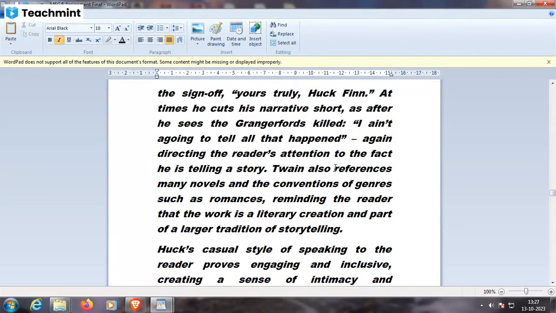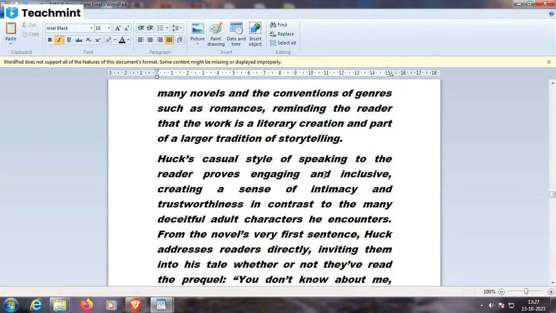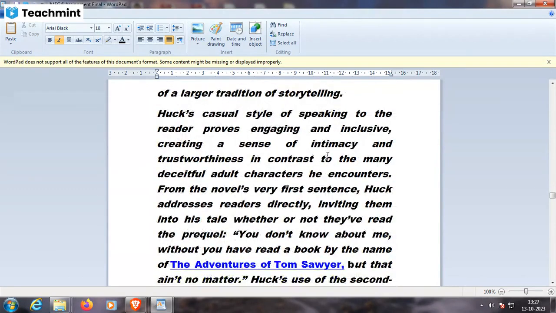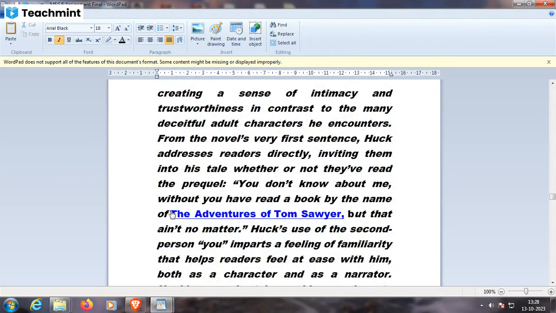Huck's casual style of speaking to the reader proves engaging and inclusive, creating a sense of intimacy and trustworthiness, in contrast to the many deceitful adult characters he encounters. From the novel's very first sentence, Huck addresses readers directly, inviting them into his tale whether or not they have read the prequel. "You don't know about me without you have read a book by the name of The Adventures of Tom Sawyer."